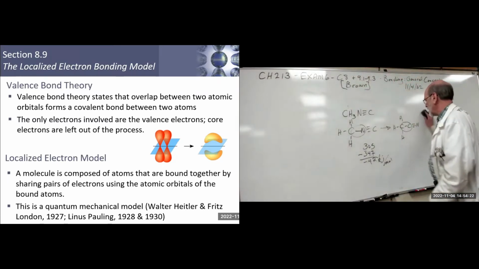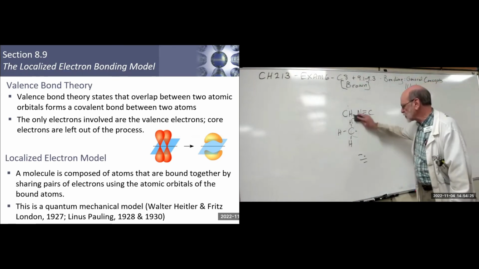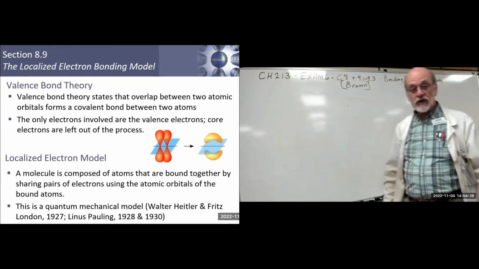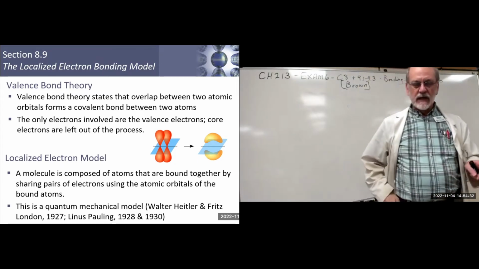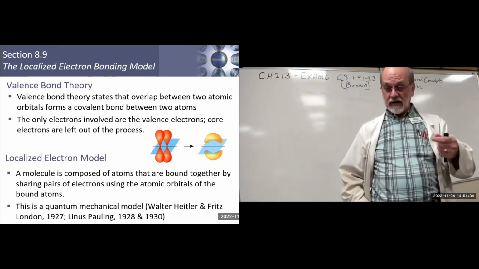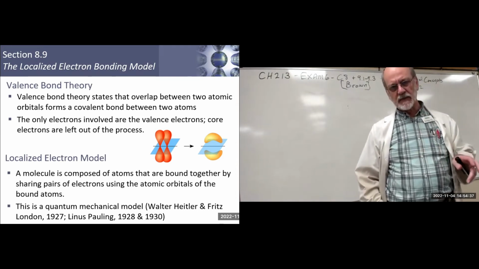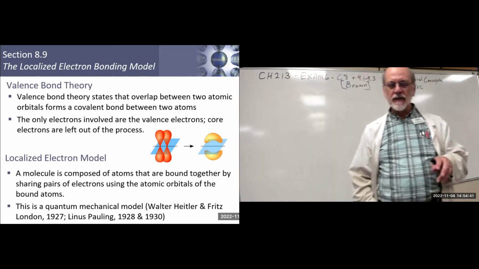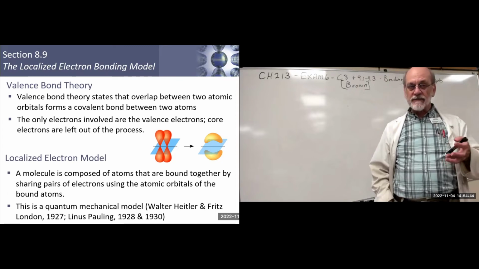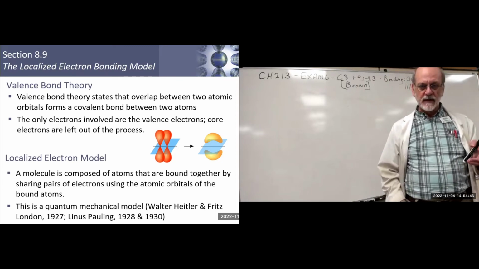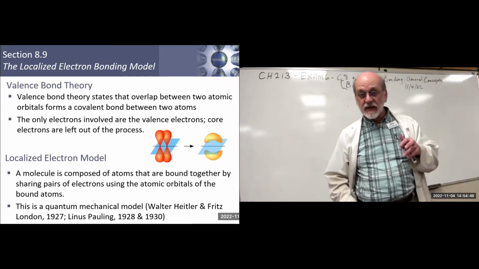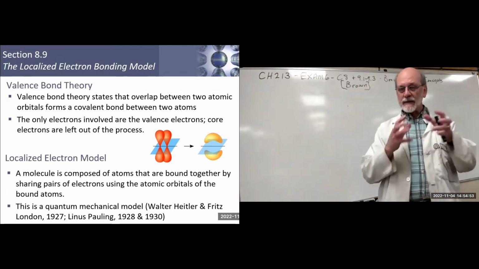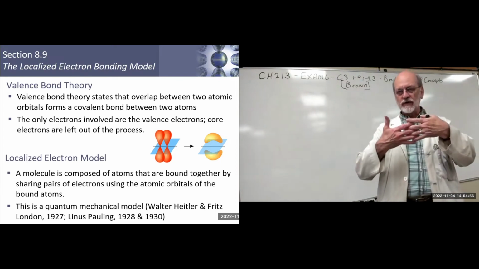Okay, so we introduced the concept of a model first. And the reason for that is we're going to use a model. It's based upon a theory. All models have to come with a theory. So this particular model, the localized electron model, is derived from the valence bond theory. The valence bond theory simply says that bonds form between 2 atoms by an overlap of their orbitals.